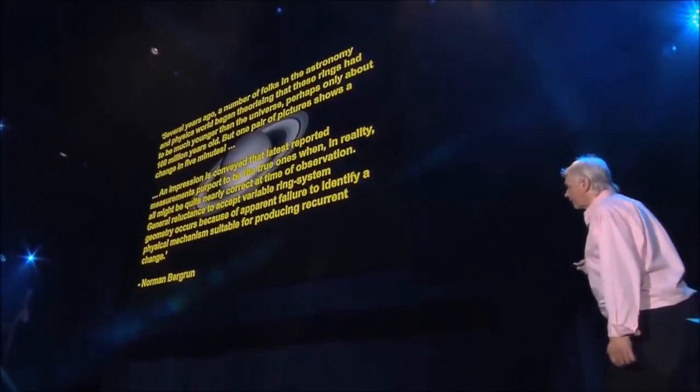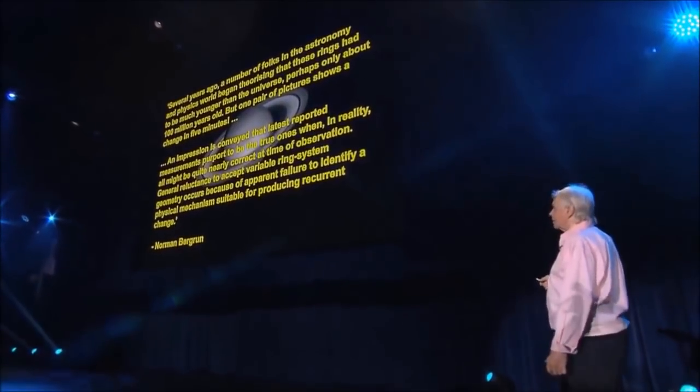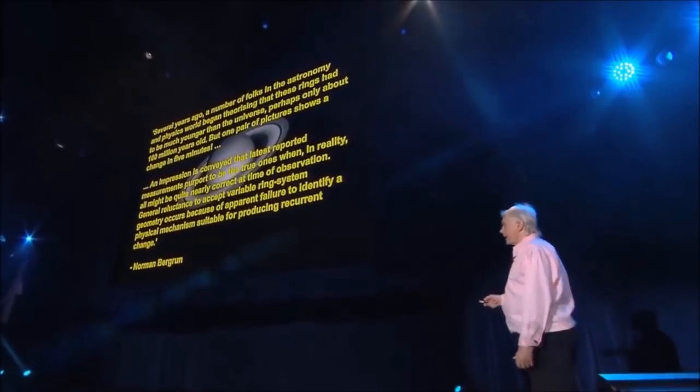He said this in his book: several years ago, a number of folks in the astronomy and physics world began theorizing that these rings had to be much younger than the universe, perhaps only about 100 million years old. But one pair of pictures shows a change in 5 minutes. An impression is conveyed that the latest reported measurements purport to be the true ones, when in reality all might be quite nearly correct at the time of observation, but general reluctance to accept variable ring system geometry occurs because of the apparent failure to identify a physical mechanism suitable for producing recurrent change. In other words, because they can't explain why it's changing, they'll just deny it's bloody changing.